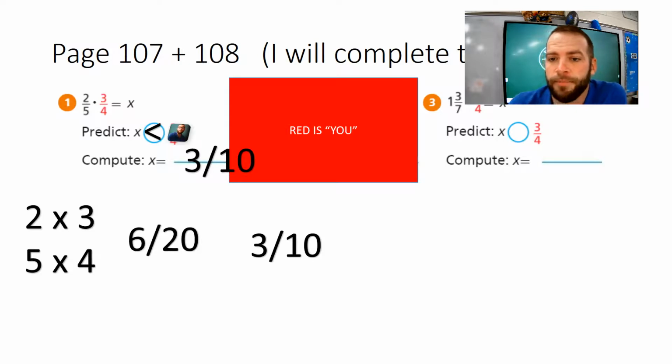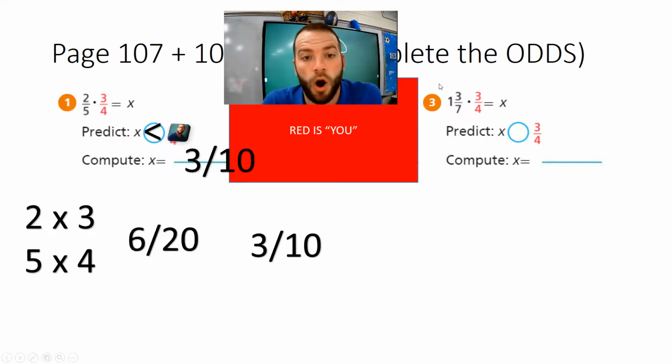Let's go to number 3. Number 3 is you are 1 3/7. You're getting multiplied by 3/4. I lied. You are 3/4. We're going to focus like we are 3/4, and we're going to get multiplied by 1 3/7. So why are we 3/4? Just because we're comparing the answer to 3/4. That's the only reason. So we're saying, hey, 1 3/7 times 3/4.